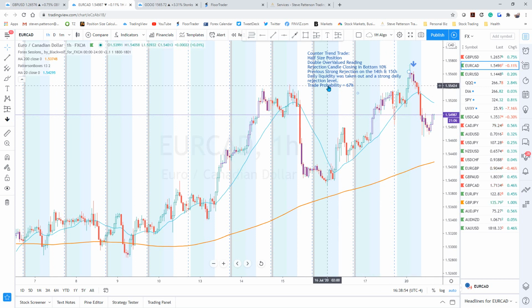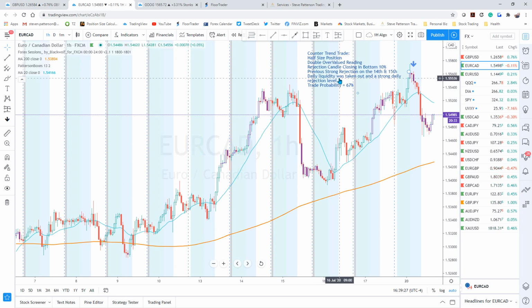Now I like this trade more, especially because you can see this big rejection here. The size of that rejection is quite substantial. I mean, you're looking at a 1% or 143 pip rejection. That's big, right? 1% is a big move in the Forex market. So I like this trade more because of this rejection and a double overvalued reading. I still only stuck with a half position size trade on there.